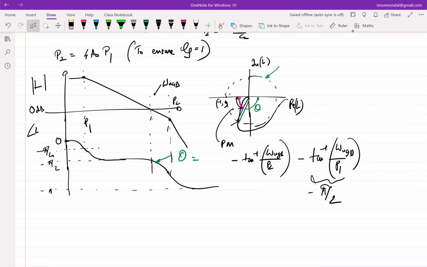So now for a critically damped case, we know that this is A0. P2 is what? 4 A0 P1. What is omega UGB?